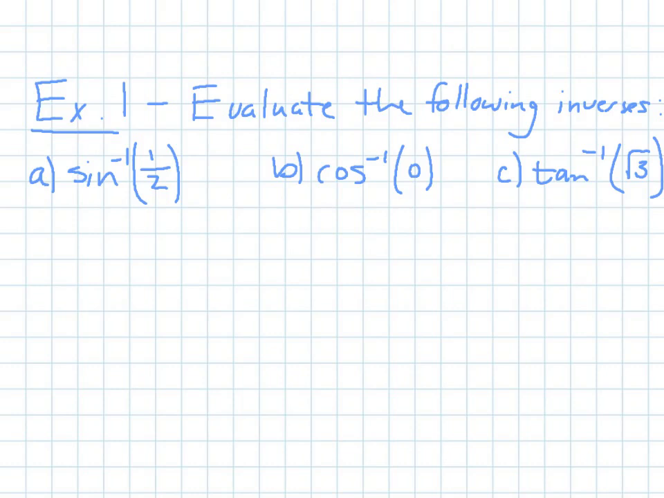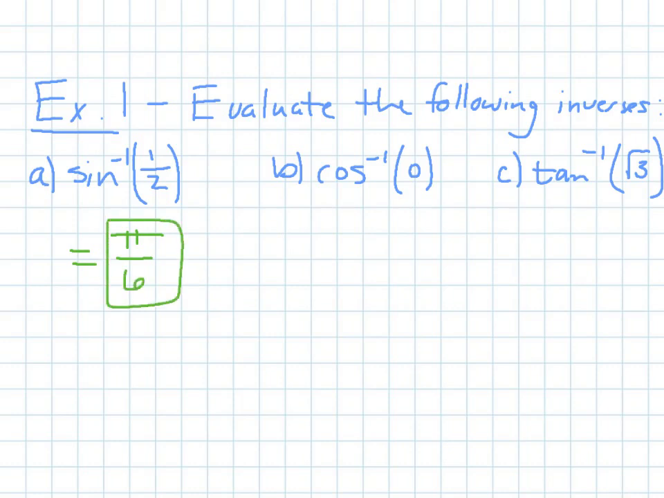Okay. Example 1 says evaluate the following inverses. So if I want to find the inverse sine of 1/2, then I need to figure out which quadrant I'm in, because it's positive. Sine is positive in the first. So I will look there. So I'll have pi/6, pi/4, pi/3, and pi/2 at my disposal. Pi/6 is the only one that has a value of 1/2. So then that gives me my answer.